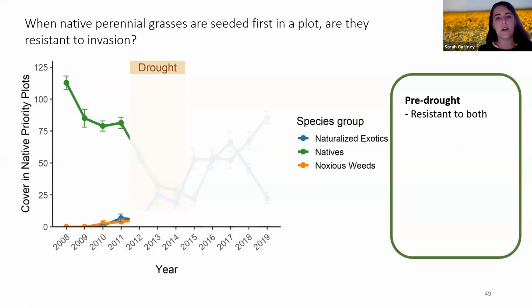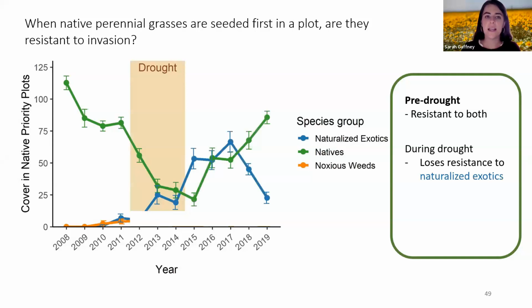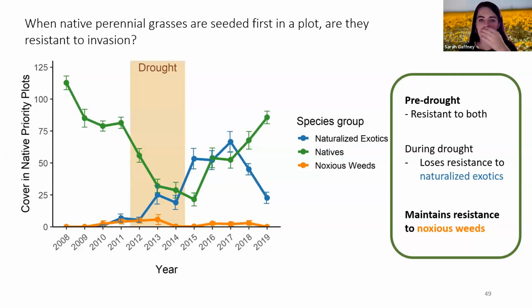And so, I wanted to know, are the two exotic grass groups invading our native plots? We saw that before the drought in 2011, our plots were completely dominated by the native species that we seeded. But during the drought, our native cover decreased drastically, and that allowed the invasion of our naturalized exotics. However, which I think is a super cool result, throughout the entirety of this experiment, even with the decrease in the native cover, the natives maintained resistance to Medusa head and goat grass.